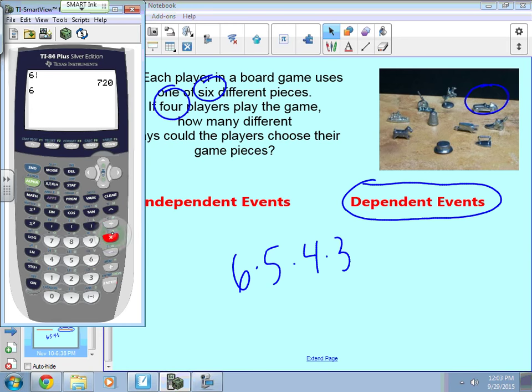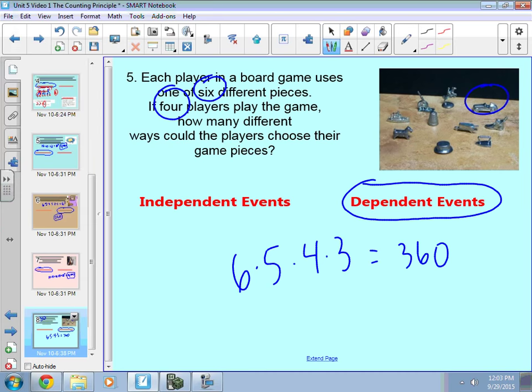So 6 times 5 times 4 times 3 gives us 360 possibilities. All right, try the practice sheet, see how you do.